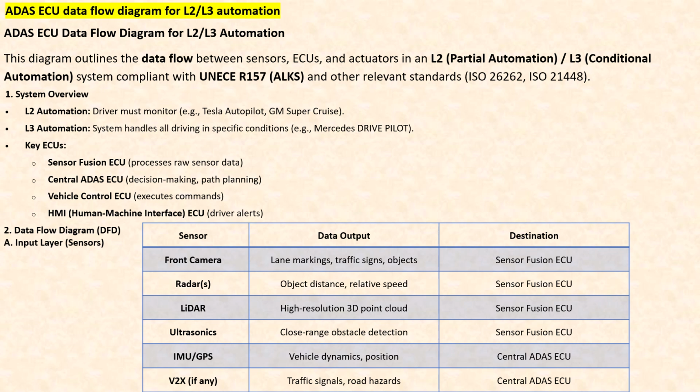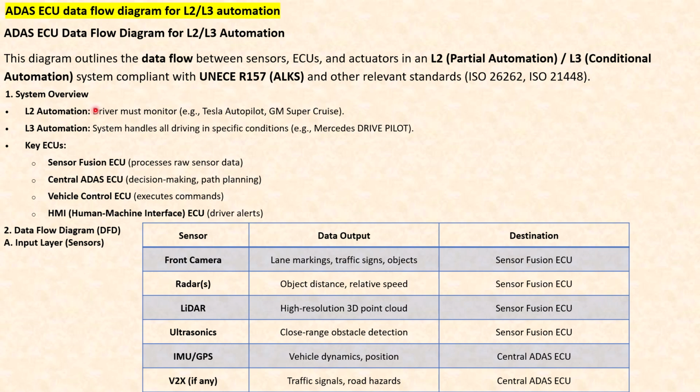Now, we are going to see the ADAS ECU data flow diagram for L2 and L3 automation. I already explained to you what is meant by L2 level and L3 level of ADAS. This diagram outlines the data flow between sensors, ECU, and actuators in L2, which is partial automation, and L3, which is conditional automation, in an L2 system compliant with UNECE R157, ALKS and other relevant standards. So from the perspective of an automatic lane keeping system, we are going to see the data flow between the various sensors, ECUs and actuators.